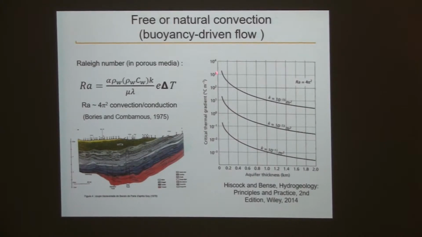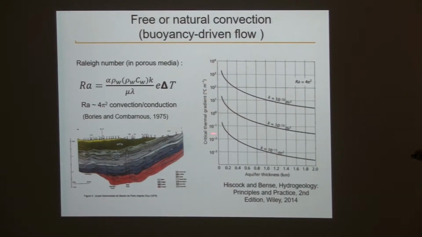Here, this is just to show that the critical thermal gradient needed to have free natural convection depends on the aquifer thickness and also on the permeability. Here you have different permeabilities to reach this value. So for instance, for a classical thermal gradient that we have in the Earth, around 33 degrees per kilometer, typically you are around here.